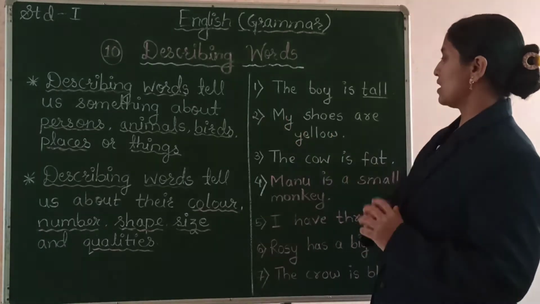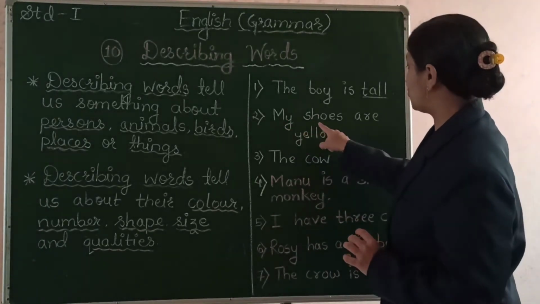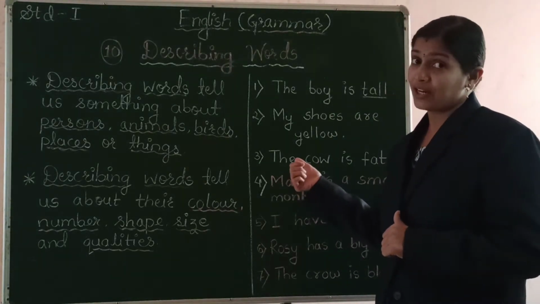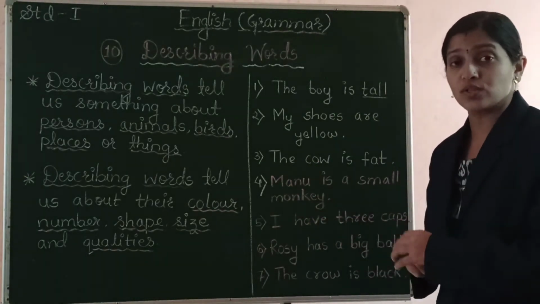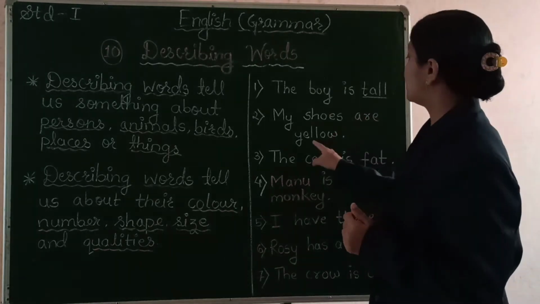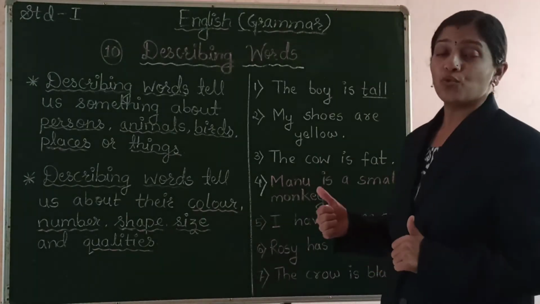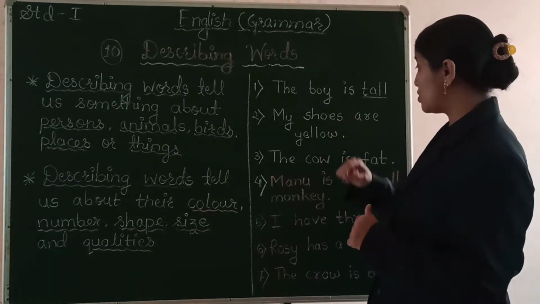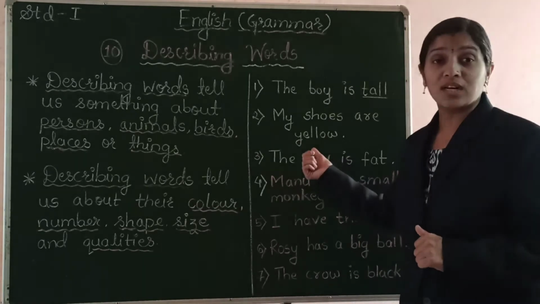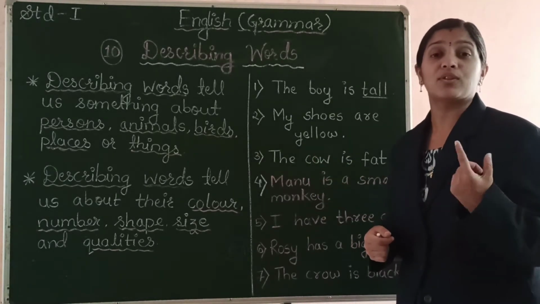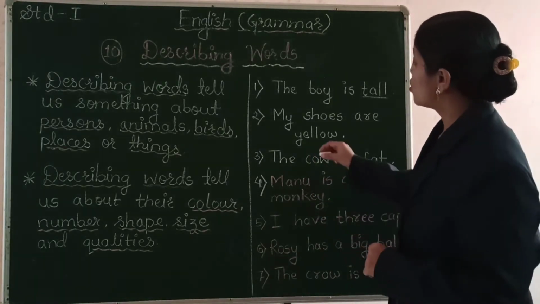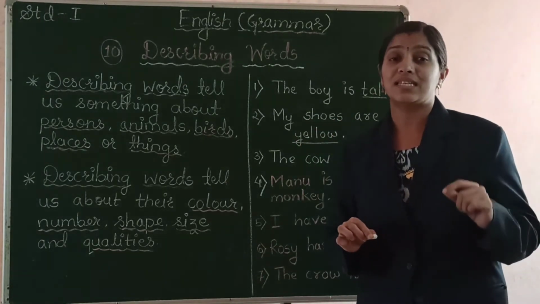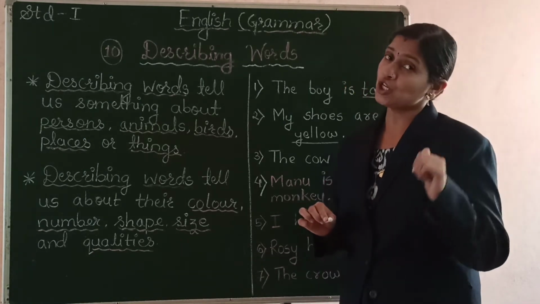Similarly, the second sentence. My shoes are yellow. So about what am I talking here? About my shoes. My shoes are yellow. So, what do you feel? Which word is describing or telling about the shoes? The word yellow. It is telling about the color of the shoes. So, the word yellow is a describing word. It is telling about the color of the shoes.